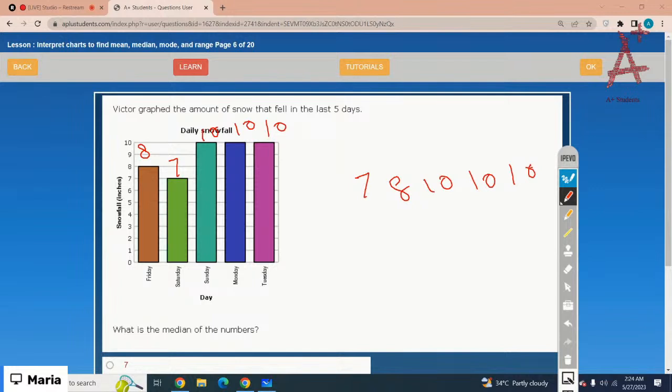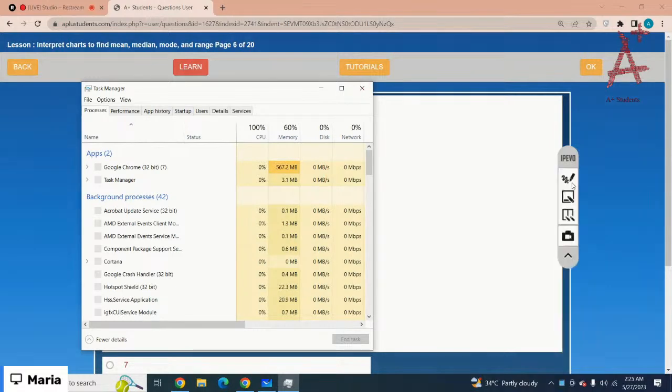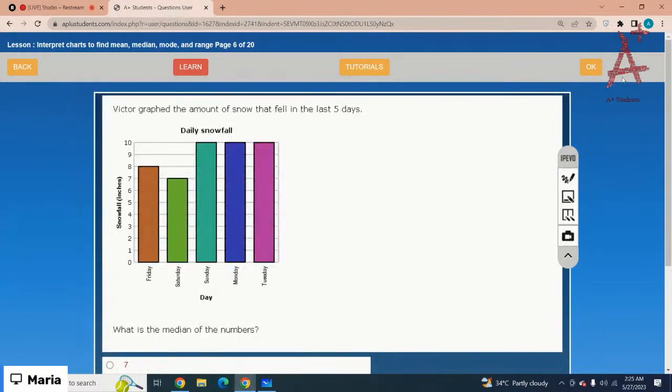The median of the data is 10. So the correct option is 10. Okay, the median of the data is 10.